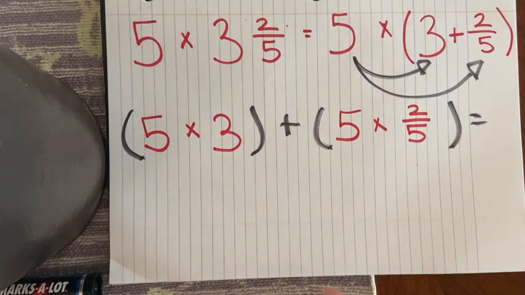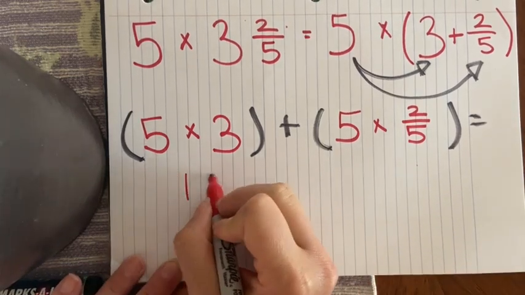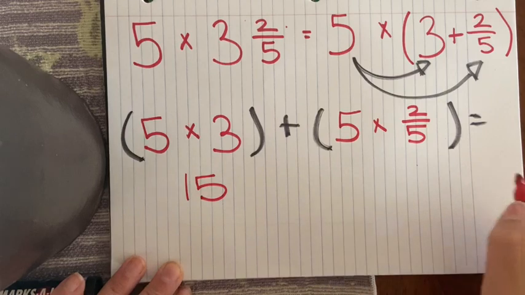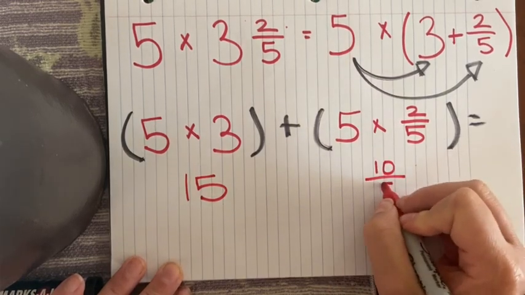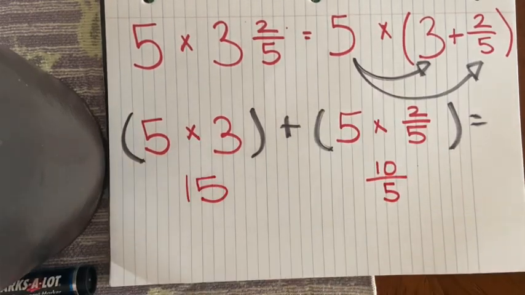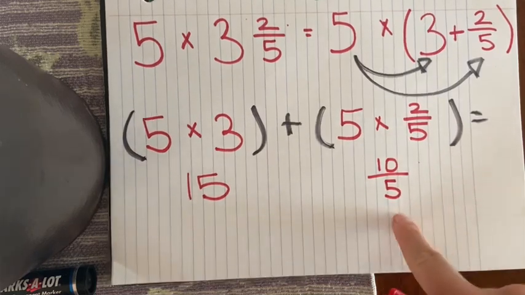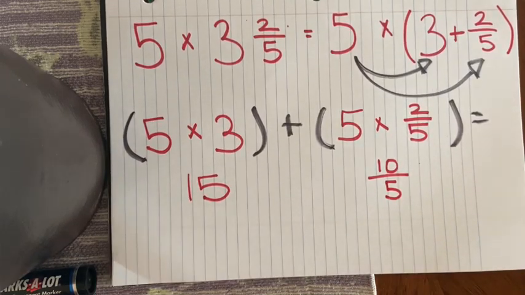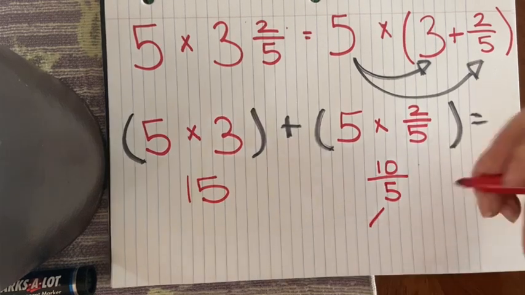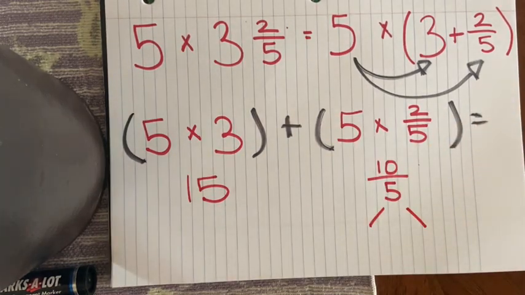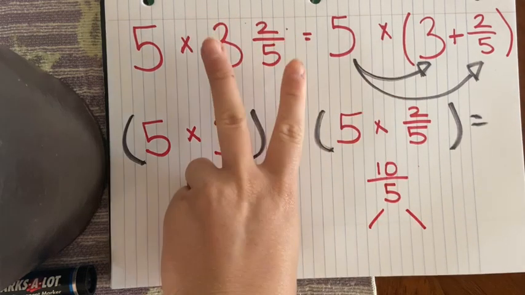Now that you have resumed, you know that 5 times 3 gives you 15, and 5 times 2/5 gives you 10/5. So, like the previous questions, we are not quite finished yet because we see we have an improper fraction here that we can change to a mixed number. So let's go ahead and do so. How many times can 5 go into 10? Yes, we know it can go into 10 2 times.